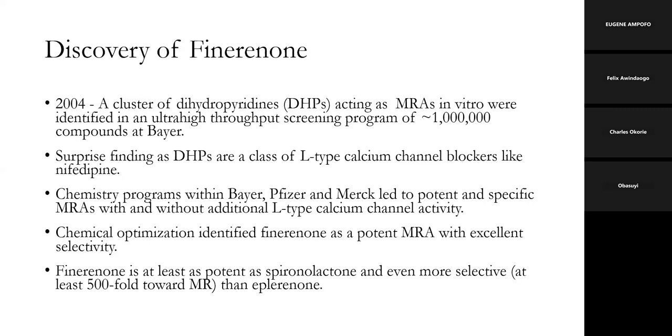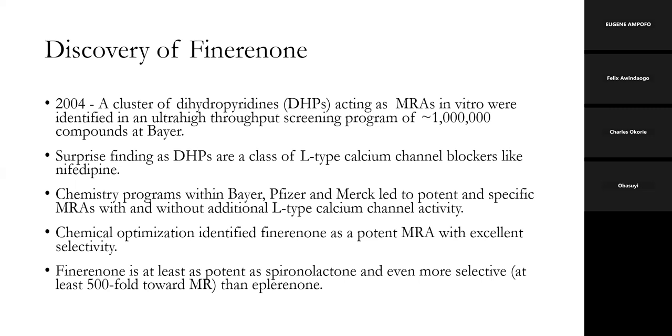Okay, so finerenone was accidentally discovered. In 2004, Bayer decided to run what they call an ultra-high-throughput screening program. They took 1,000,000 compounds and ran them in vitro to see if they would have some effect, either enhancing or antagonistic. And the surprising thing was that this chemical, which became finerenone, a dihydropyridine, like the L-type calcium channel blockers, had an effect on the mineralocorticoid receptor.